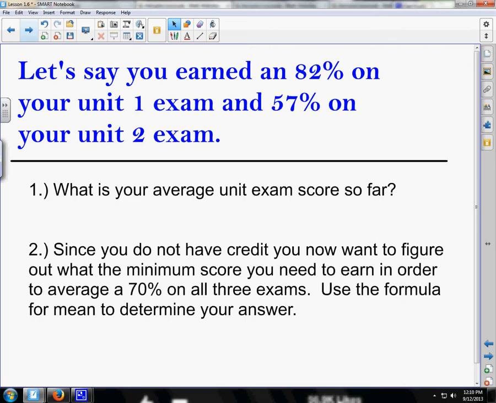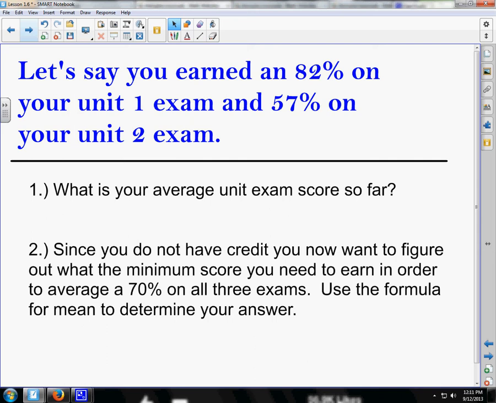All right, let's say you earned an 82% on your Unit 1 exam and 57% on your Unit 2 exam. Number 1, what is your average unit exam score so far? Number 2, since you do not have credit, you now want to figure out what the minimum score you need to earn in order to average a 70% on all 3 exams. Use the formula for mean to determine your answer.